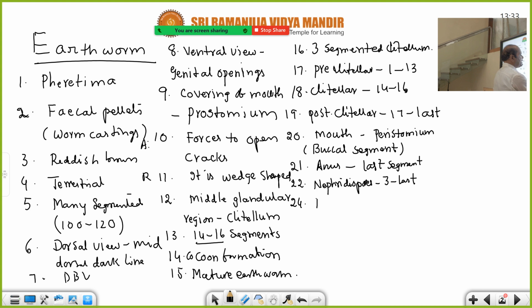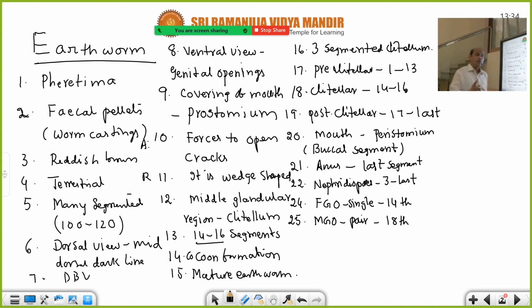And the female genital opening is single. The female genital opening is not a pair, it is single. That is on the mid-ventral region of the 14th segment. You must write mid-ventral, and mid-ventral should be underlined. And the male genital opening is a pair. It is a pair on the ventrolateral sides of the 18th segment. Ventrolateral here, and that is mid-ventral.